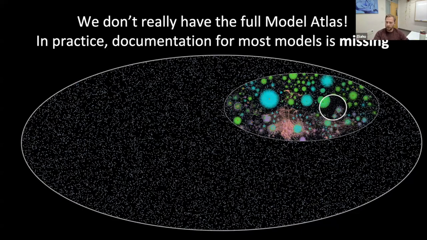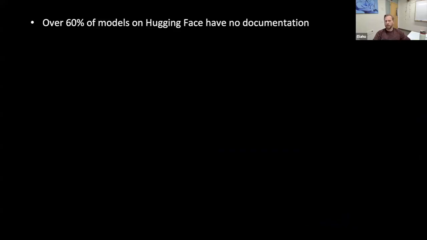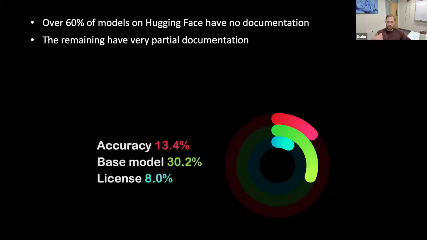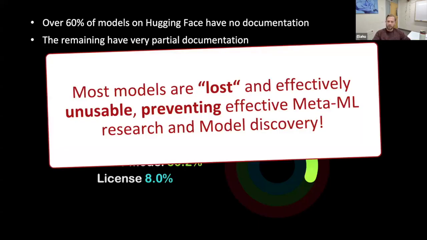But some of them are very, very good, like the ones I just showed you in those hidden gems. And we need to discover them. And indeed, when looking at Hugging Face, we did a case study on Hugging Face. We see that over 60% of the models on Hugging Face have no documentation at all. And even the remaining ones are very sparsely documented. For example, of the remaining ones, only 13.4% carry information about their performance, and only 30% about their base model. And what this causes is a situation where most of the models are lost and effectively unusable, which prevents all of these useful use cases I just described.